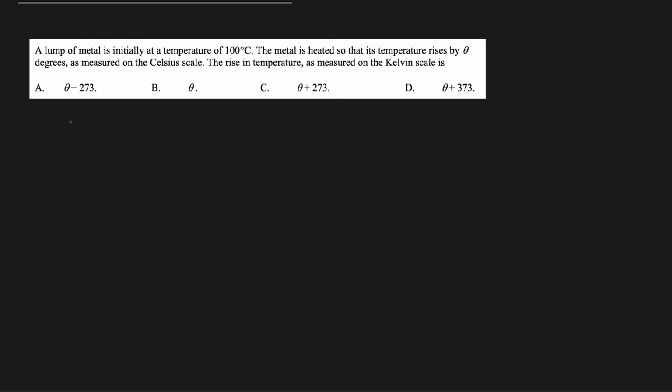Here we have another question, which looks at the conversions between Kelvin and Celsius. A lump of metal is initially at a temperature of 100 degrees Celsius. So we can say the initial temperature is equal to 100 degrees Celsius. The metal is heated so that its temperature rises by theta degrees. So the rise in temperature, which is just the change in temperature, is equal to theta, measured on the Celsius scale, theta degrees Celsius. The rise in temperature as measured on the Kelvin scale is, well, this is quite an interesting one.